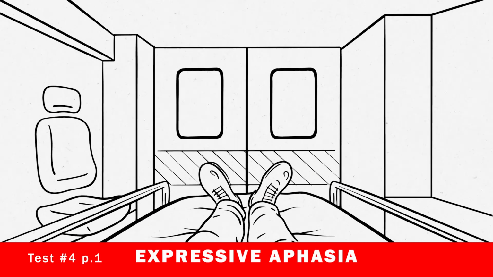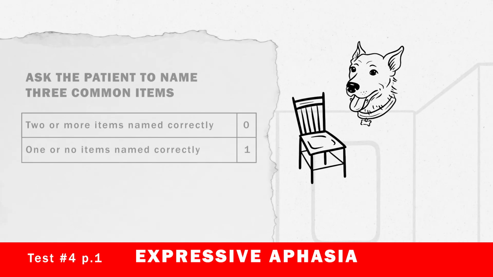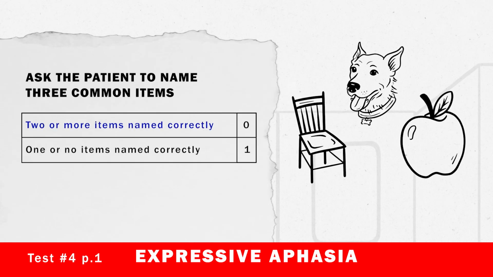To check for expressive aphasia, which is the loss of the ability to speak, ask the patient to name 3 common items. If they name 2 or more correctly, no points will be added. If the patient only names 1 item correctly, or none at all, we will add 1 point.